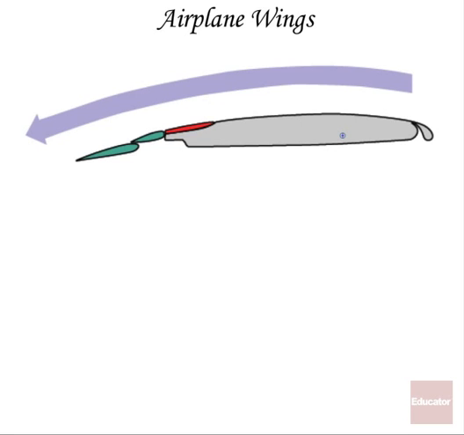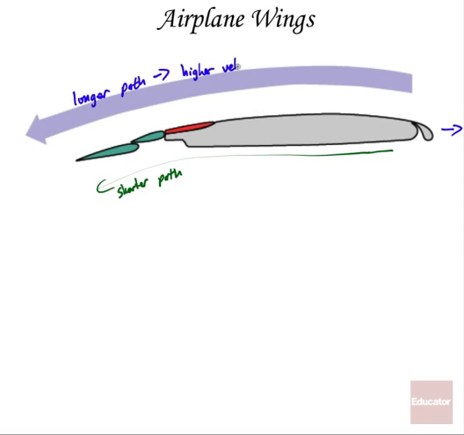If the airplane's moving forward to the right, then as the air goes over the wing, it has a longer path up above the wing. Because it has a longer path, compared to below the wing, where it has a shorter path, above the wing with the longer path, it has a higher relative velocity. If you've got the higher air velocity over that wing, you get lower pressure.